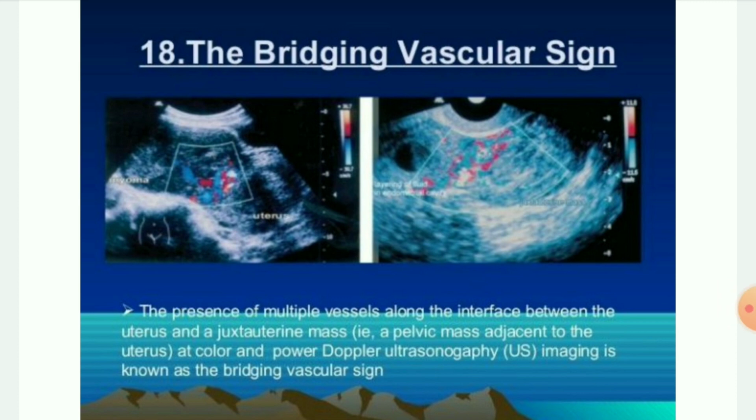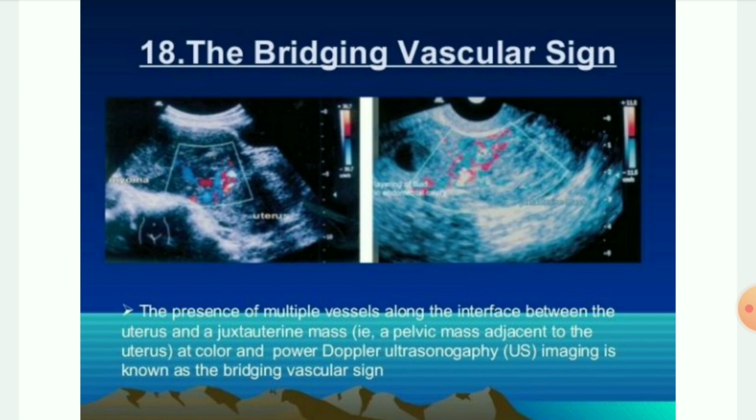The presence of multiple vessels along the interface between the uterus and a juxtauterine mass, that is a pelvic mass adjacent to the uterus, at color and power Doppler ultrasonography imaging is known as the bridging vascular sign. Juxtauterine masses include subserosal myomas, adnexal masses, bowel masses, and other pelvic lesions. The bridging vascular sign indicates the uterine origin of a juxtauterine mass.